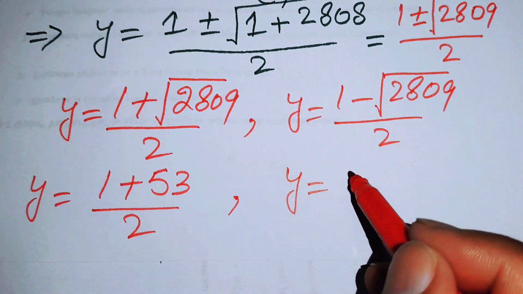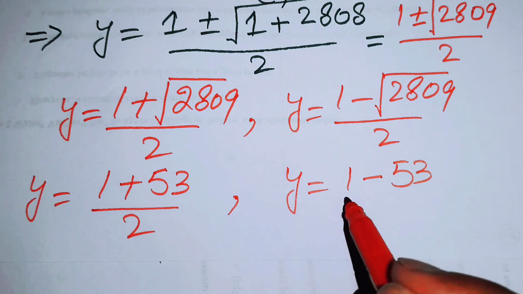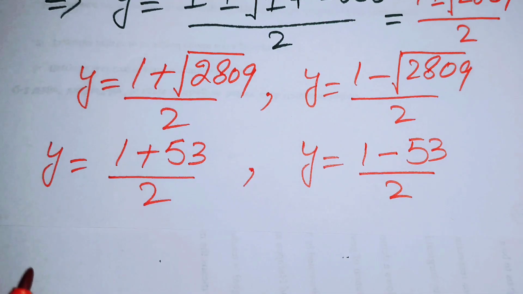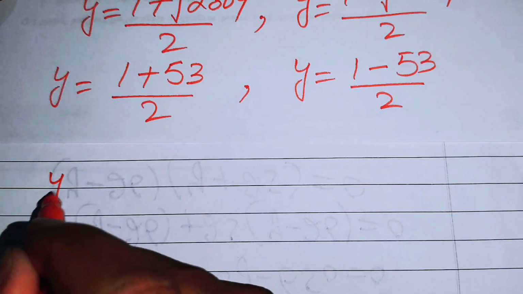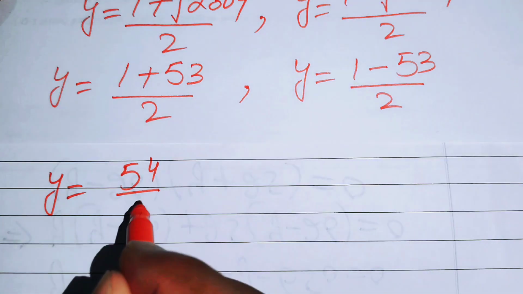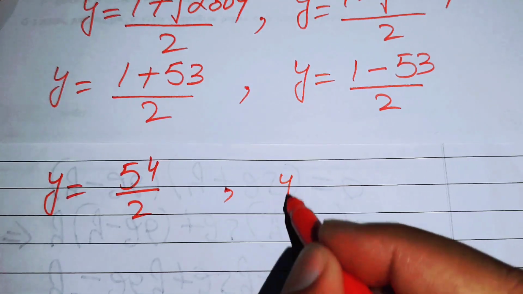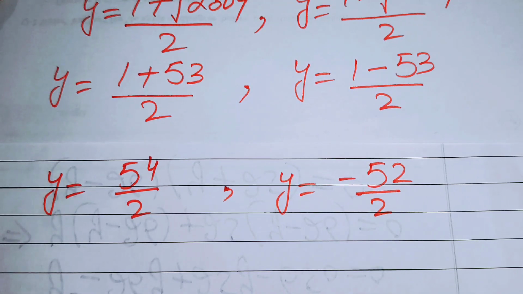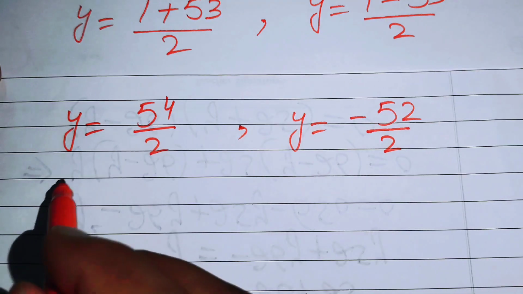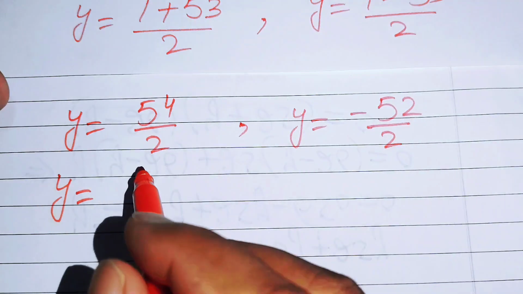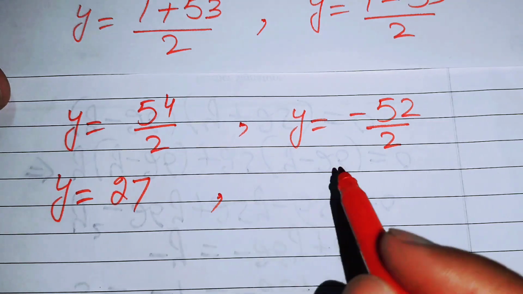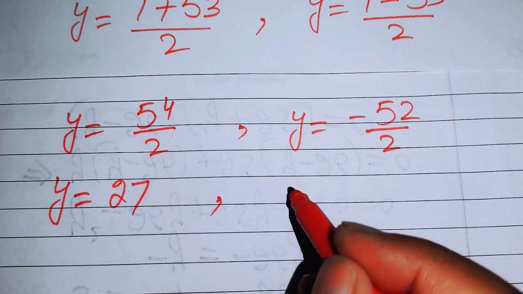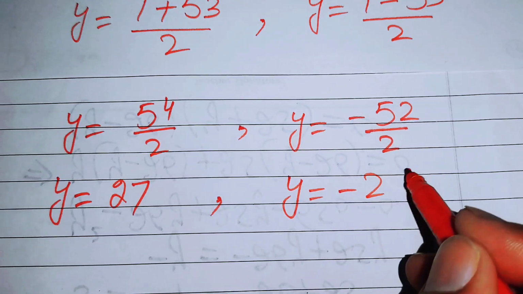Similarly, here you get y is equal to 1 minus 53 over 2, and now we can solve these two cases. In the first case, you get the value of y is equal to 54 over 2, and in the second case you get the value of y is equal to minus 52 over 2. So in the first case you get y is equal to 27, and in the second case you get the value of y is equal to minus 26.